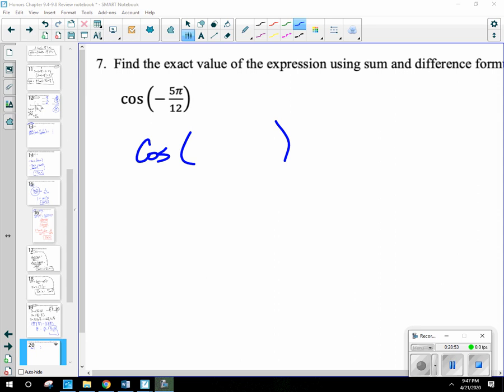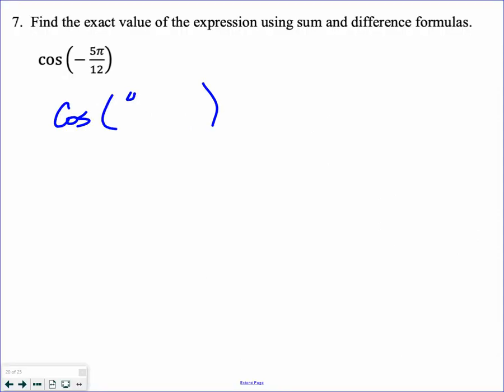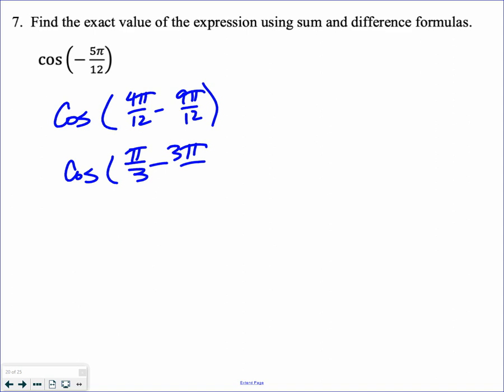Sorry, I'm back. Had a little degree of difficulty there. So we're talking about 4/12 minus 9/12. So again, two things that I can reduce. Always try to pick two things that you can reduce. So then cosine of pi over 3 minus 3 pi over 4.